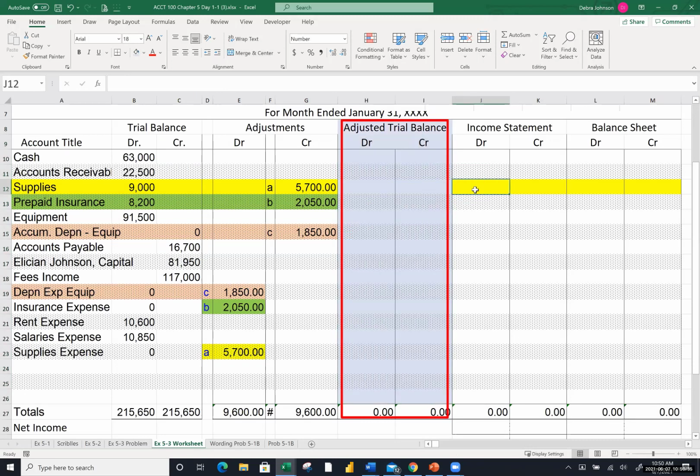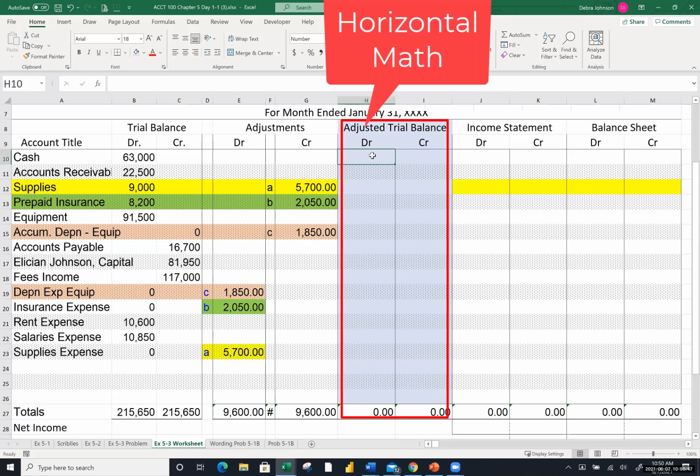Okay, it's horizontal math. We're simply going to take a look at each one of these line items. I didn't count the lines. It looks like there's maybe 15 lines. And we're going to do the math across to provide updated information to the owner. So cash did not change. Bring it over. It's still $63,000. And accounts receivable did not change. Bring it over. Now I want to wait for a second, wait for you guys to catch up, because the next 2 line items did change.